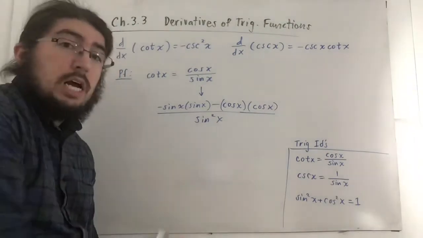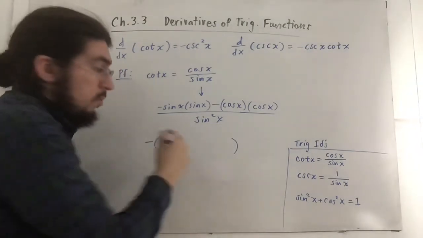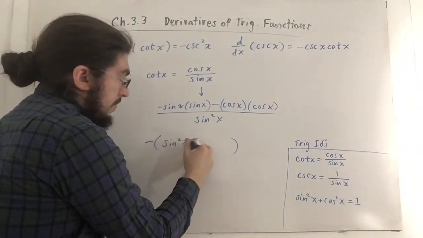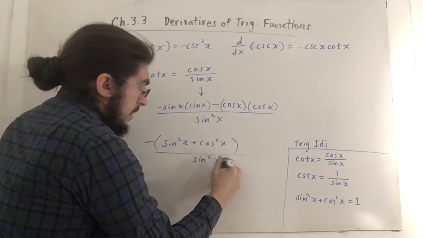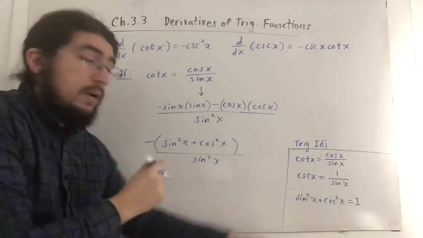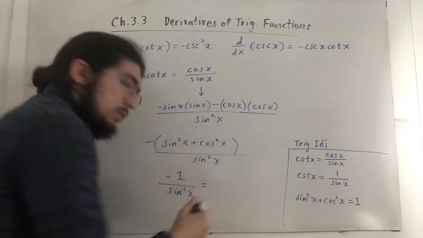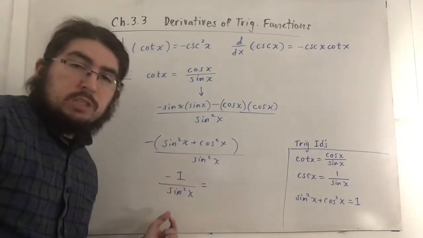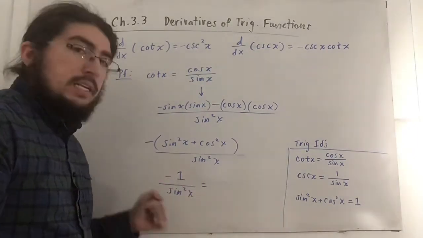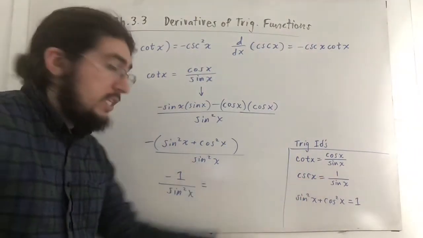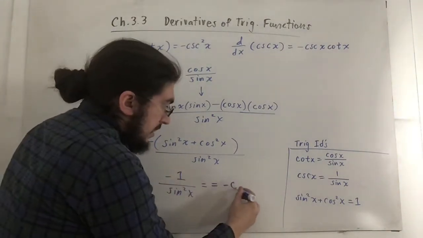So notice what we get here on top is negative sine squared, negative cosine squared. If we pull a negative out of that though, we get sine squared plus cosine squared, all over sine squared. And yes, sine squared plus cosine squared again is 1. So this is negative 1 over sine squared. As we saw previously, 1 over cosine squared was secant squared because 1 over cosine was secant. Similarly here, since 1 over sine is cosecant, 1 over sine squared is going to be cosecant squared, but since it's negative, it's going to be negative cosecant squared.